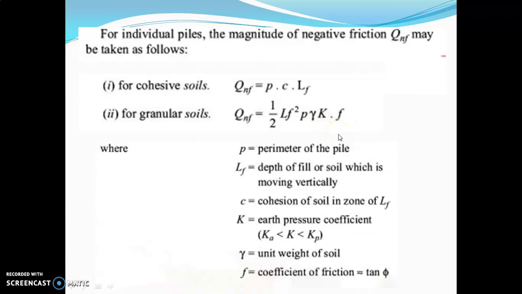Where P is the perimeter of the pile, Lf is the depth of fill or soil which is moving vertically, C is the cohesion of soil in the zone of Lf, and K is the earth pressure coefficient, that is Ka, active earth pressure, which is less than the earth pressure at rest, and it is also always less than passive earth pressure. Gamma is the unit weight of soil and f is the coefficient of friction, that is equal to tan phi.